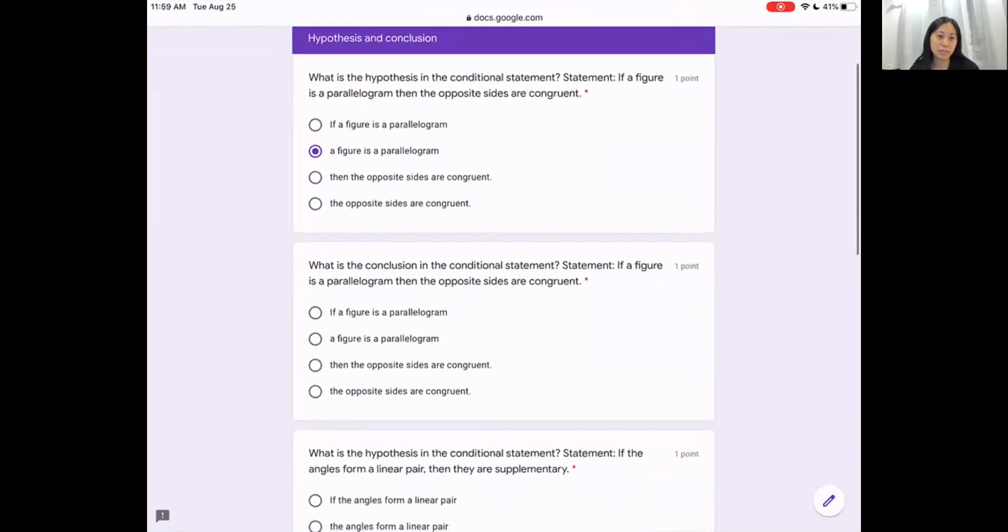And now we're on to the conclusion. So what is the conclusion in the conditional statement? If a figure is a parallelogram, then the opposite sides are congruent. So conclusion, to remind you guys, is the words right after the word then. So what follows the word then? The opposite sides are congruent. Good. Notice we don't include if and then in the actual hypothesis and conclusion. It's just the words after. Do you guys have any questions right now?